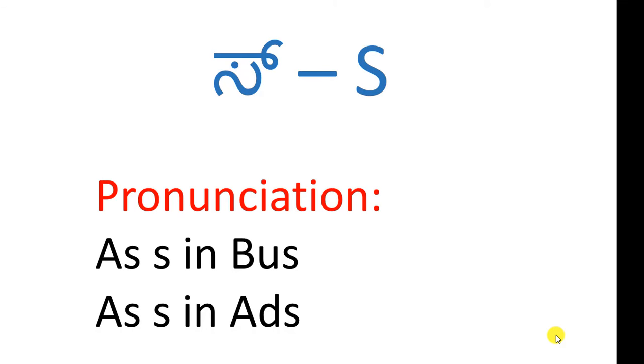The next root consonant is s. The way you pronounce this is as small s in bus or as small s in ads. Bus without B and U would sound like s. Ads without A and D would sound like s. Okay, that is how you pronounce this root consonant, s. Now let us see how to write it.